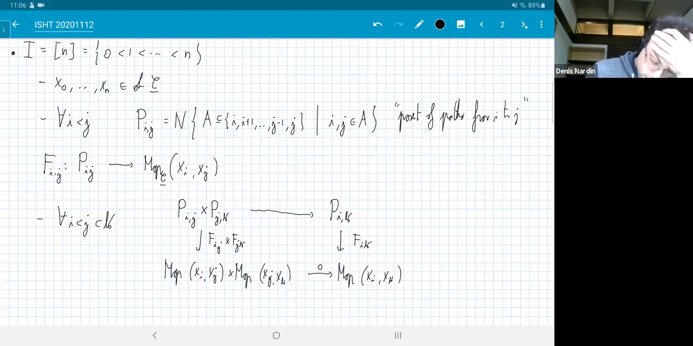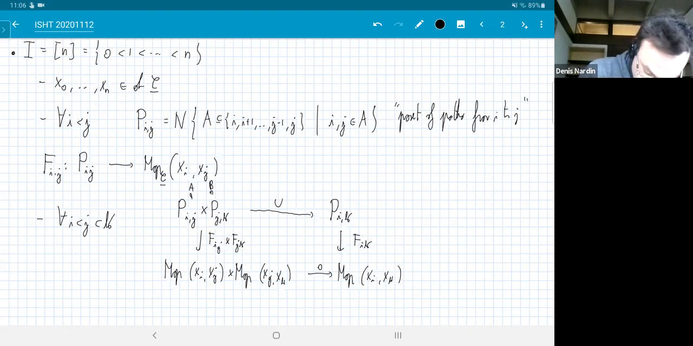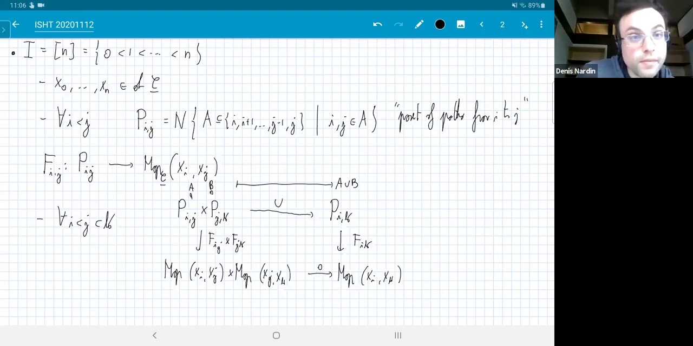And so this is the composition, and this is a map that I also denote with composition. No, maybe it should denote like as a union. This is sending A here and B here to A union B. So it takes a path that goes from i to j, a path that goes from j to k, and takes the union. And of course, what I'm saying, it's a map of posets. This union is a map of posets, and I'm taking the induced map by the nerve. And of course, this condition is to commute.